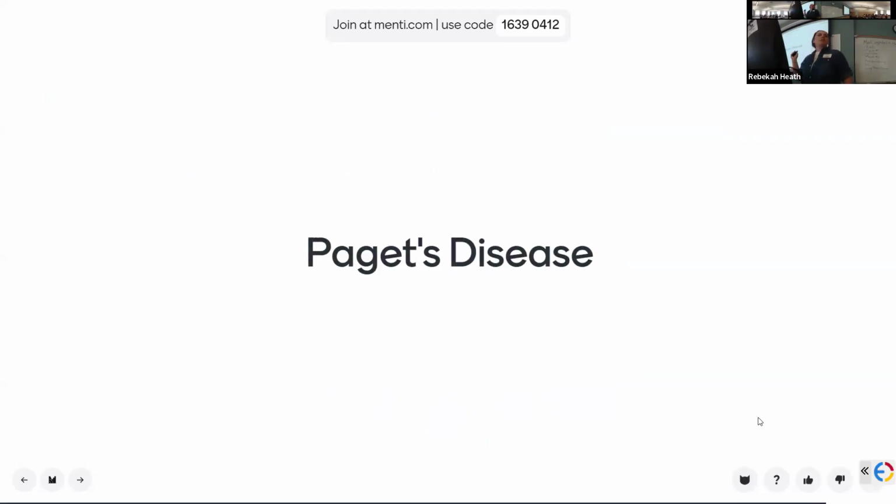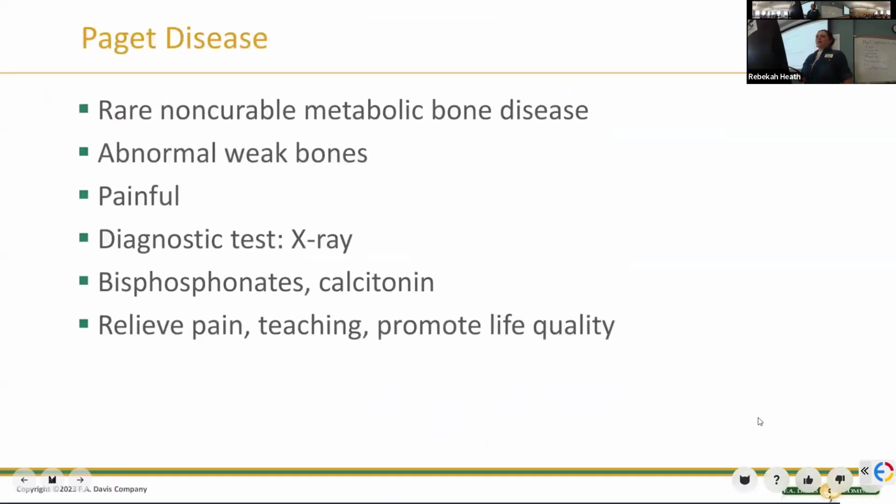Paget's disease, and I don't know if I'm saying it right, it might be Paget's, I'm not sure. So it's a rare, non-curable bone disease. Usually you have very weak bones. They have a lot of breaks. It's super painful. It's a genetic condition. And so with these people, there's not a cure for it. So with them, we're teaching them, how do we try to stay safe? How do we keep you from breaking these bones? How do we try to help with pain and your quality of life?